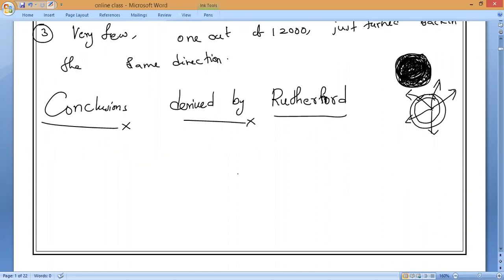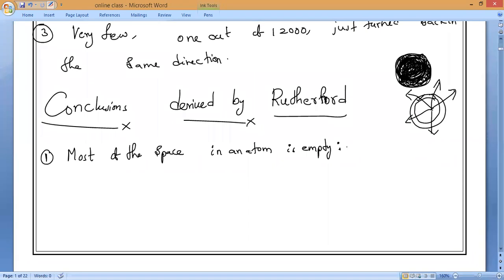So that is the first conclusion: most of the space in an atom is empty. How did he conclude this? Anybody? How was this conclusion made? Because the majority of the alpha particles are passing in a straight line. So most of the space in an atom is empty. Please write.